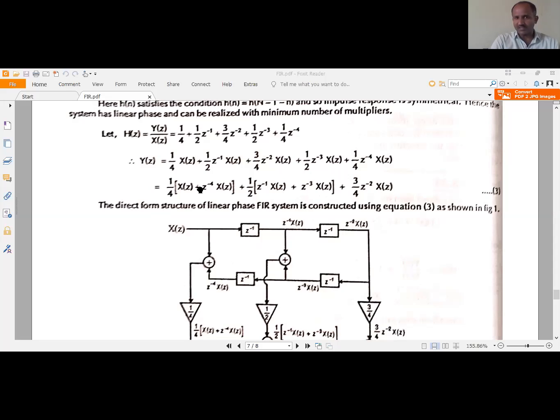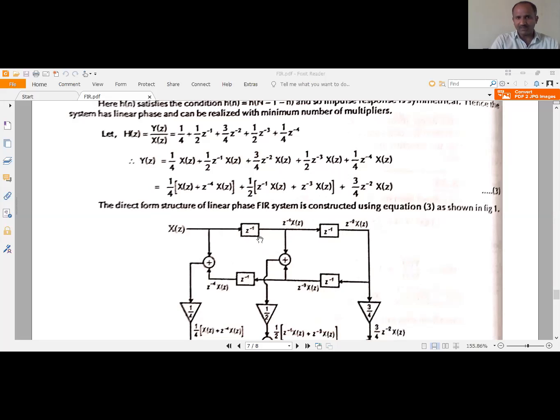The 4 delay elements that we have used: 1, 2, 3, 4. For these 2 delay elements, you have to use one adder. For these 2 delay elements, you have to use the other adder. And take tapping at x of z. Here x of z, and this should be in clockwise direction.